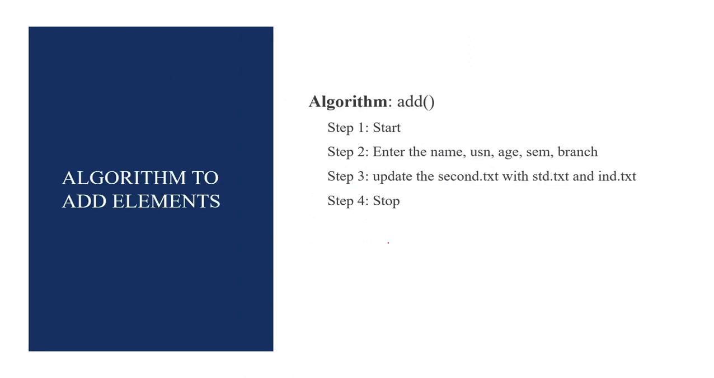So let us see the individual algorithms or the steps involved in all the functionalities. In the add module, we will be reading the name of the student, USN, age, semester and branch. This data is added initially to the data file, and the respective indexing will be updated in the index file. In a similar fashion, we also need to update the secondary index file, that is second.txt, with the secondary indexing along with both the files.